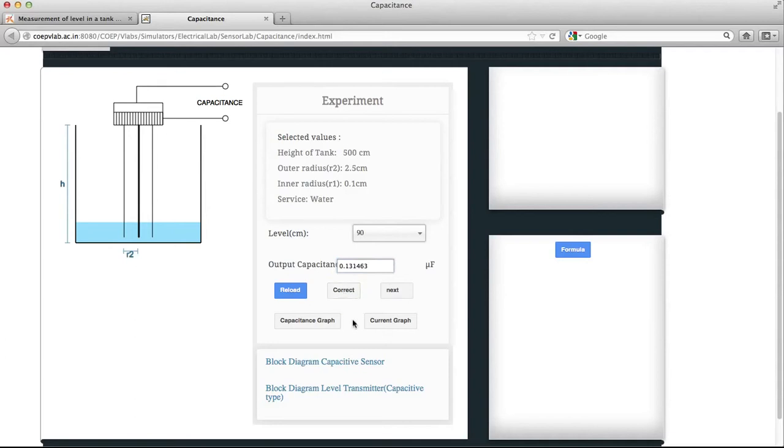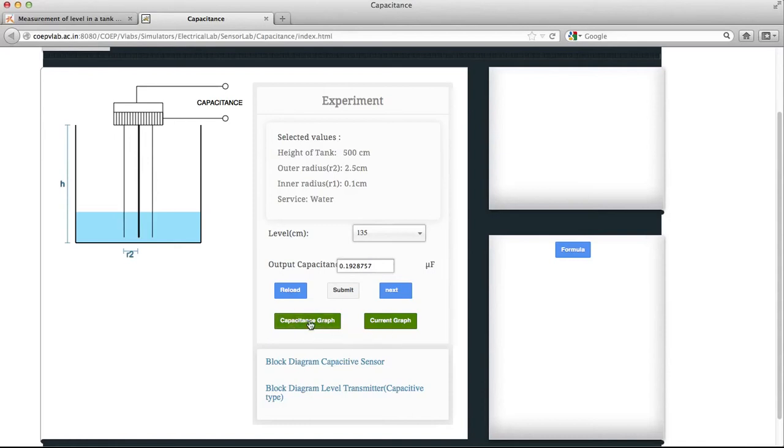The value is correct. You can go to next, and the value which we have selected is, suppose, 135. For this, the answer is 0.1928757. This is the microfarad reading. I'll submit this. Now the minimum readings required are 3, and that's the reason you will find the capacitance graph and the current graph is now ready.